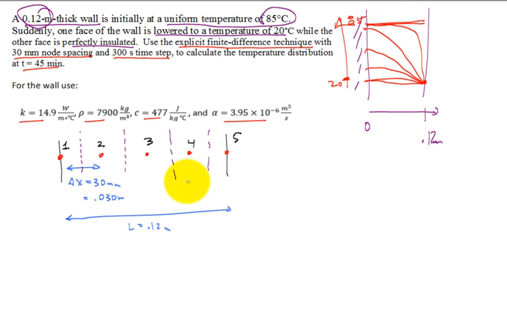We're going to have a volume associated with node 3, maybe like this. Okay, that's my volume for node 3. Then I take a look and ask, how about for node 1? Because it's insulated right here, can you see that the volume associated with node 1 is half of what it would be for node 3?